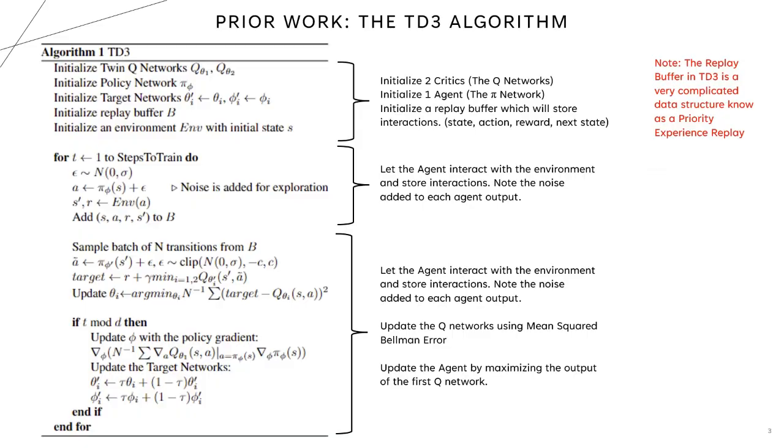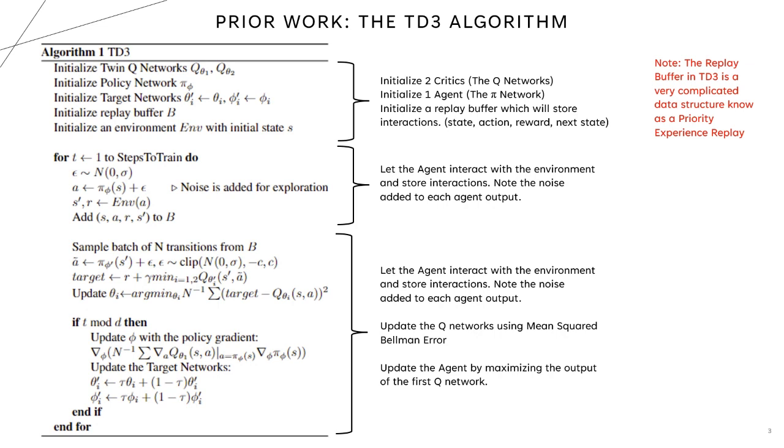I'm going to quickly go over one of the baselines used in Wang et al.'s paper. This is the TD3 algorithm, and it serves as a good example of how actor-critic algorithms generally work. You start by initializing your networks. That's a critic and agent network. You also initialize a replay buffer, which is used to store interactions that will be trained on later. These replay buffers, especially in this algorithm, are very complicated. Within the training loop, you have the agent interact with the environment, and you store those interactions in the buffer.